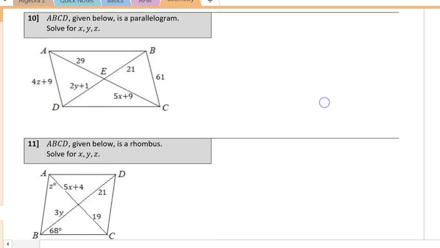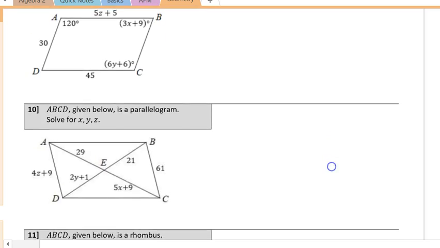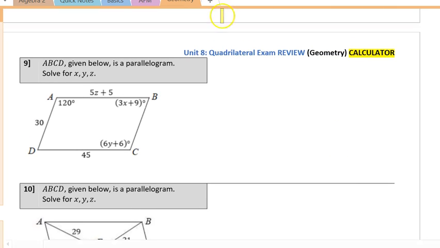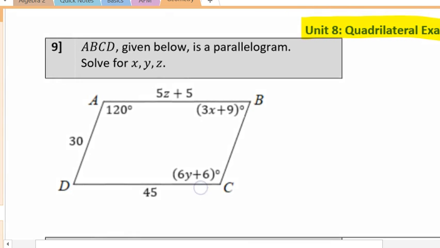Questions number 9, 10, 11, and 12 from the Unit 8 Quadrilateral Exam Review. Question number 9, we are given that the ABCD shape we see below is in fact a parallelogram. We are asked to solve for X, Y, and Z.